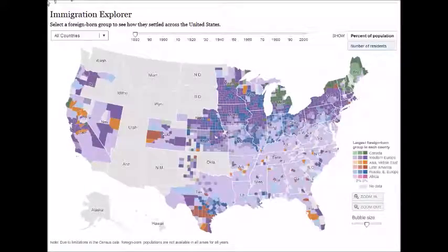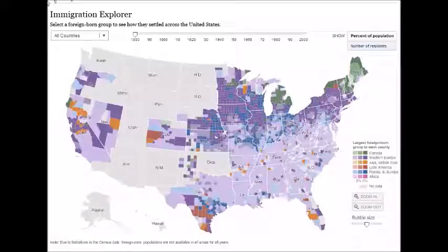A great site to use to look at the different waves of immigration that's happened historically in the United States. There's been two main waves. It's a site called the Immigration Explorer from the New York Times, which was made March 10th, 2009. So just Google Immigration Explorer, you can find it quite quickly. Go ahead and explain the map.